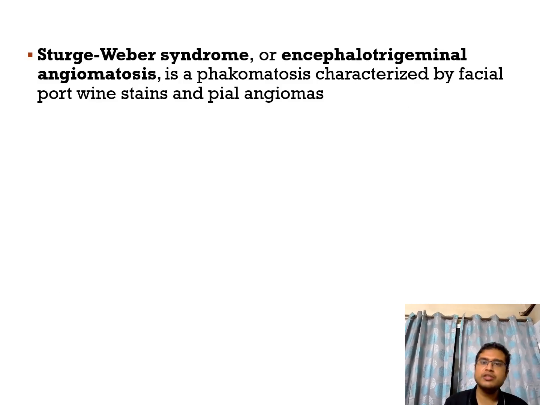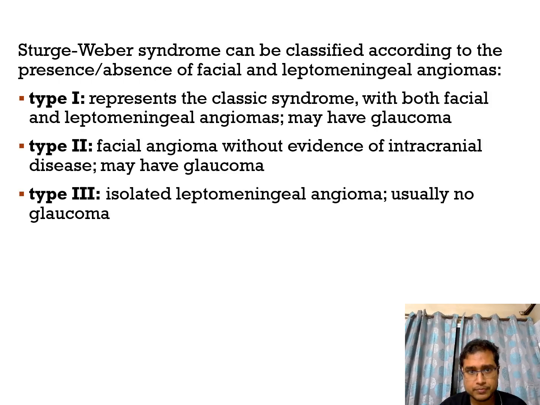Sturge-Weber syndrome, or encephalotrigeminal angiomatosis, is called encephalotrigeminal because along the distribution of the trigeminal nerve, especially the ophthalmic division, there is pial involvement and a cutaneous port wine stain. So it's actually a phakomatosis characterized by facial port wine stain and pial angiomas.